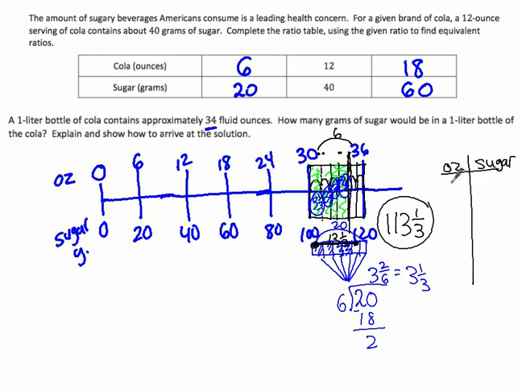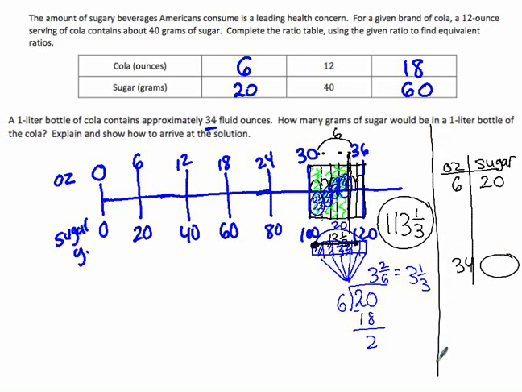I'm going to just start with 6 and 20. And the question is, how do we get to 34 ounces to find out how much sugar there is? And that's what we're going to do. There's a lot of different possibilities if you're using a table to do this type of problem.